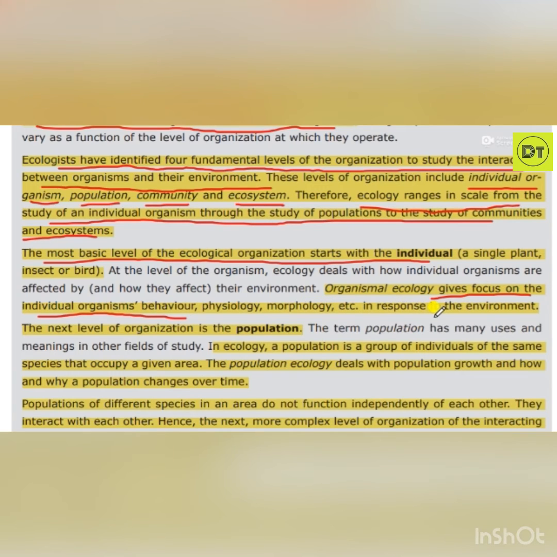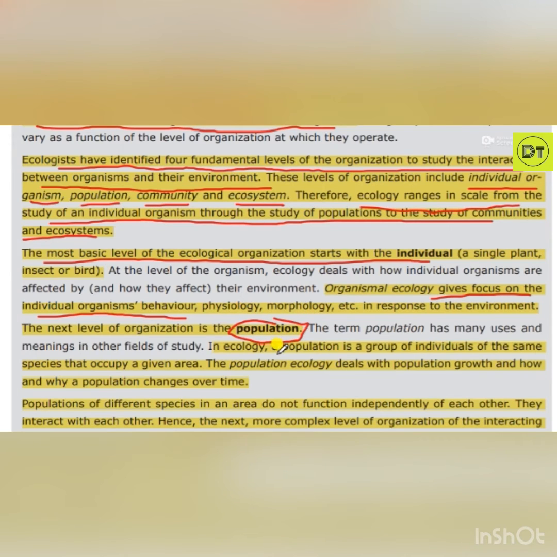in response to the environment. Since organismal ecology is concerned with one particular organism, therefore it will study the what? It will study different types of behavior, physiology, morphology of the organism in response to the environment. The next level of organization is the population.